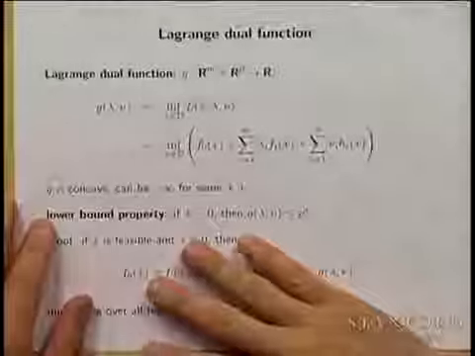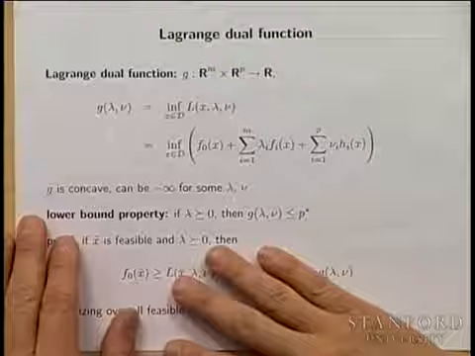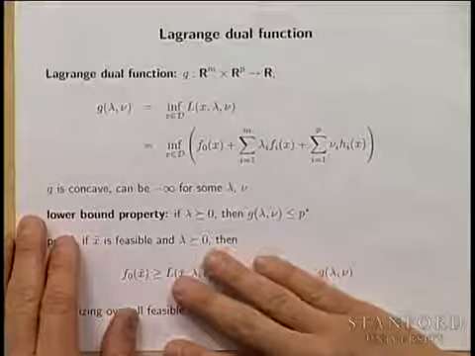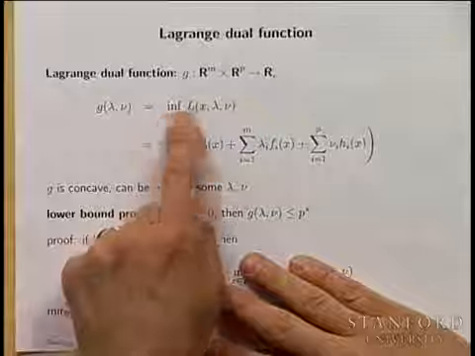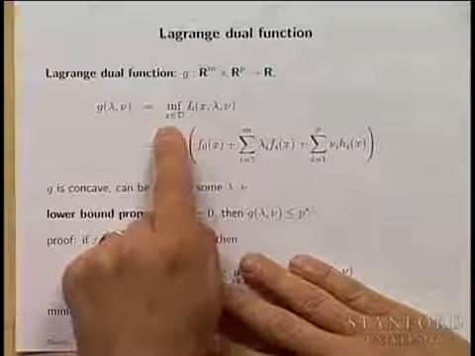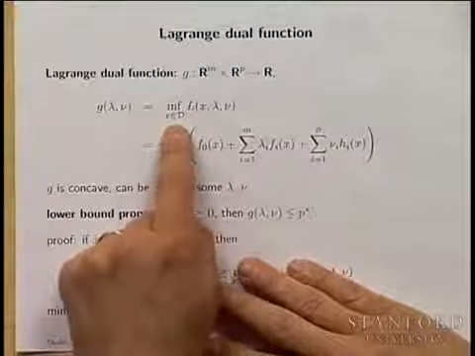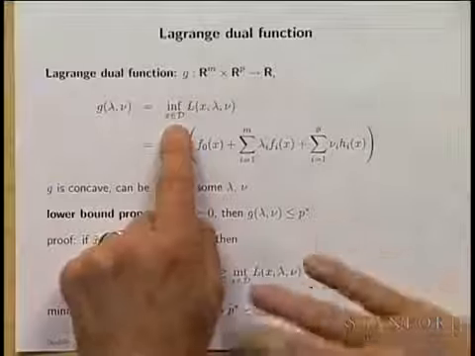Okay. Well, that's the Lagrangian. Nothing's happened so far. Then we look at the so-called dual function, or the Lagrange dual function. It's got other names, but let's look at it. So the Lagrange dual function is actually very, very simple. It just says minimize this Lagrangian over all x's. That's what it says. Just minimize the Lagrangian.